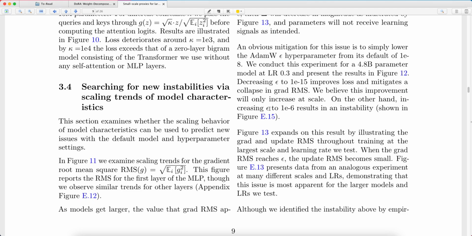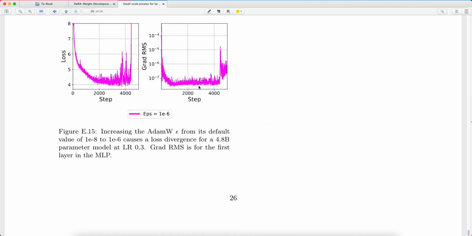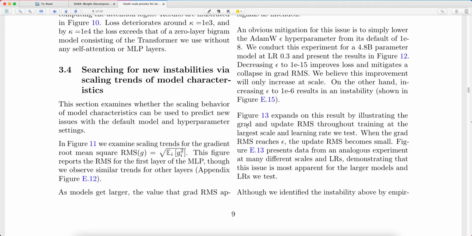On the other hand, increasing epsilon to 1e-6 results in an instability. So here's the instability, I think, where the grad RMS explodes by a couple orders and the loss explodes. That's for sure an instability. Illustrating the grad and update RMS throughout the training at the largest scale and learning rate we test. When the grad RMS reaches epsilon, the update RMS becomes small.